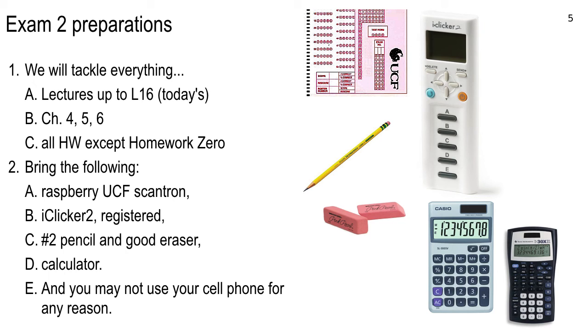As always, bring the following: a raspberry-colored UCF Scantron with the Pegasus logo, and your iClicker 2. I have the list of the students that forgot last time, and I'm going to be looking for you. Don't forget your iClicker again, right? Number 2 pencil and a good eraser, of course, for the Scantron. Bring your calculator. It can be a little $15 scientific calculator from the bookstore. They have lots of calculators over there. Go get yourself one. And for once, it's not a bad price for something at the bookstore.